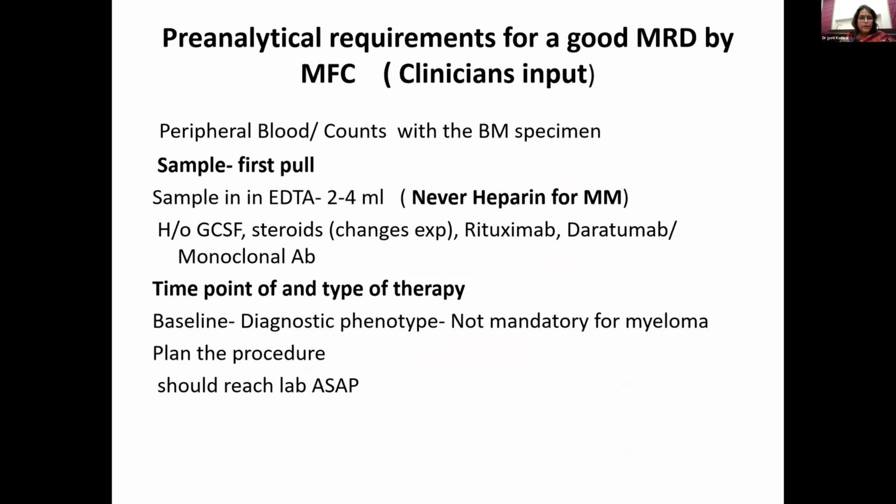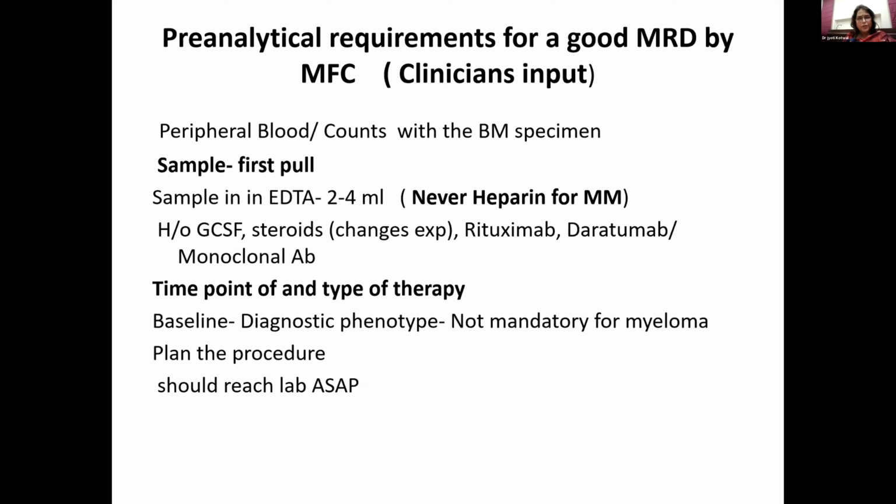Next slide. What is very, very important, the peripheral blood count should come to you with the bone marrow. The marrow should be a first pull, it should not be diluted. Please tell your clinicians. The problem happens where people send the sample to a standalone lab, which asks for flow samples of normal ALL MRD or normal flow cytometry for leukemia, and heparin. Heparin should never be used for myeloma MRD. Heparin affects CD38. It will give all wrong reports. So it has to be an EDTA sample. If any drugs have been given, if daratumumab has been given, it should be told, because then the gating will be done with CD319.